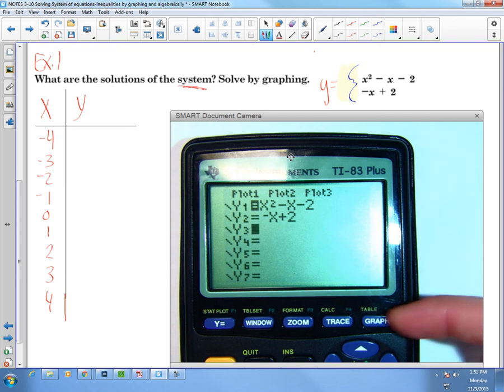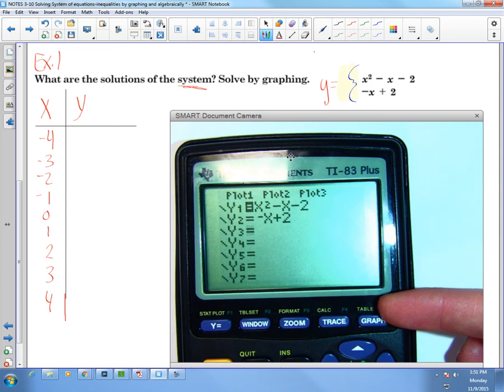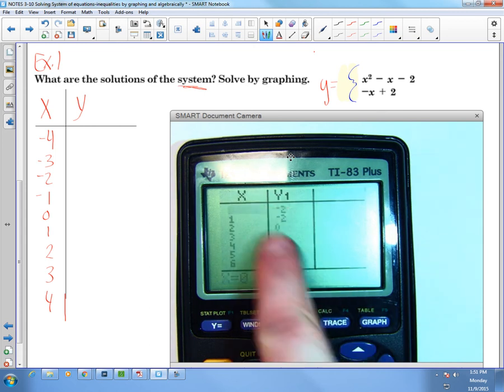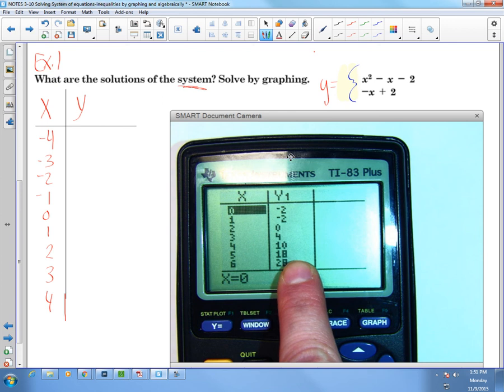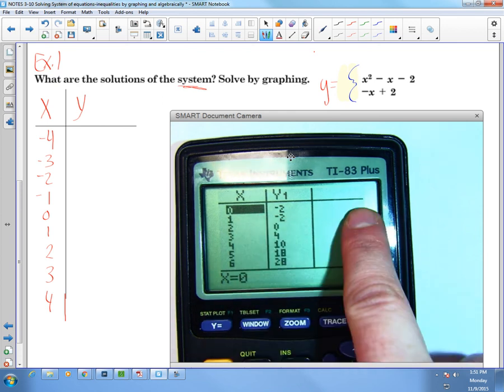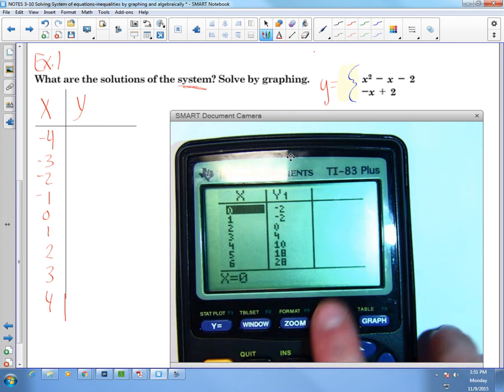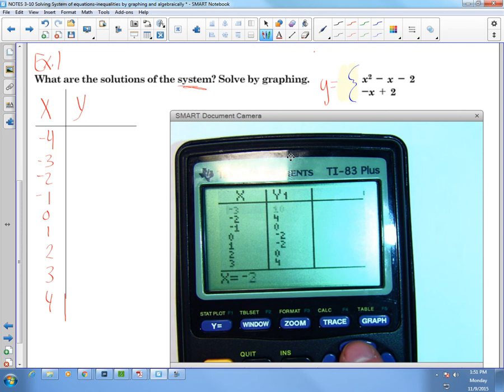Look above the graph button. What does it say in yellow or in blue, depending which calculator you have? Table. Isn't that what we're making? It's a table of values. So let's go second table. And if I have deselected y2, I should only see 2 columns. If I have both selected, I'm going to see 3 columns. I right now only want to look at 2 columns. And I want them from negative 4 to positive 4. Just come over here to your chart and fill them in.